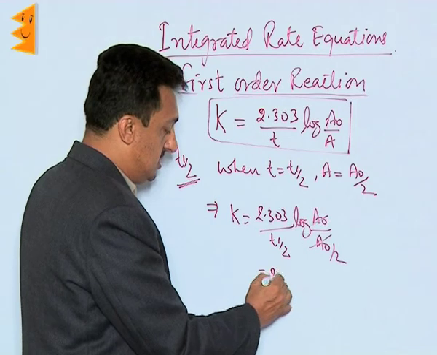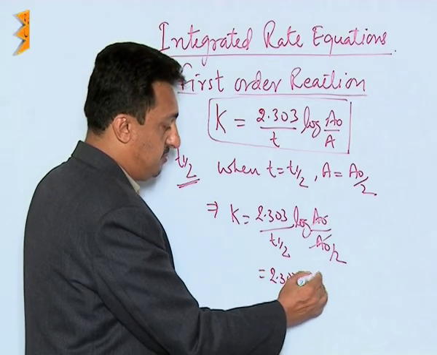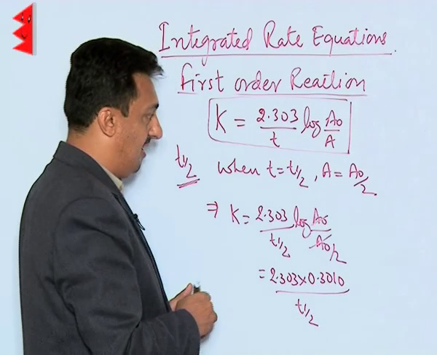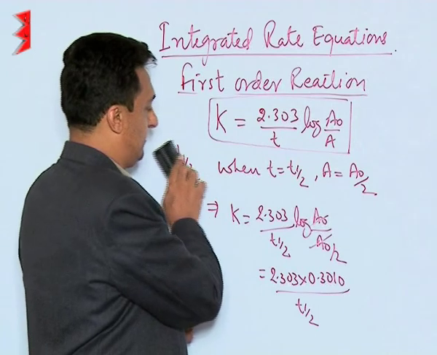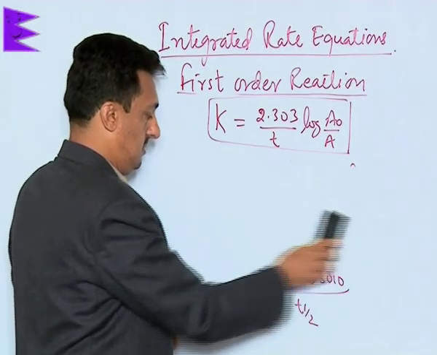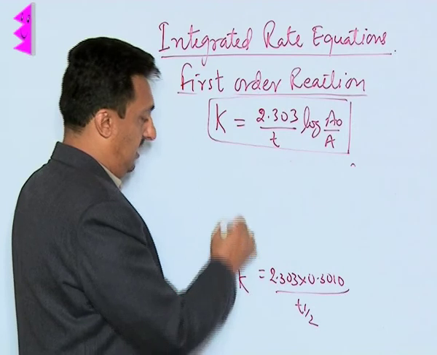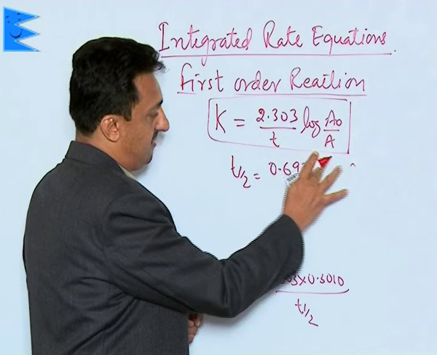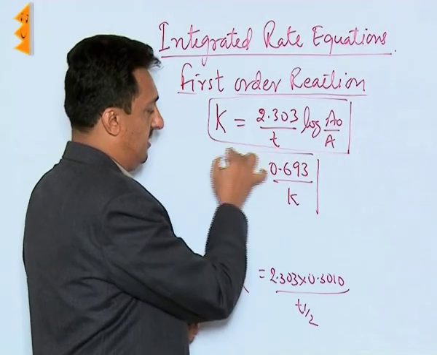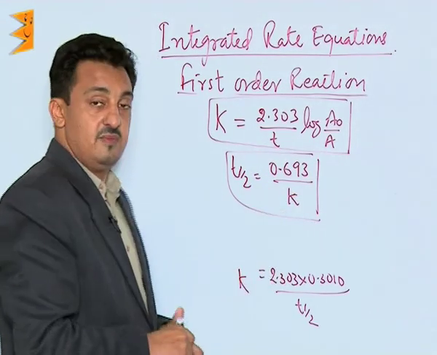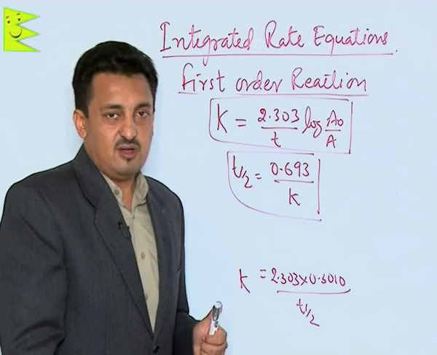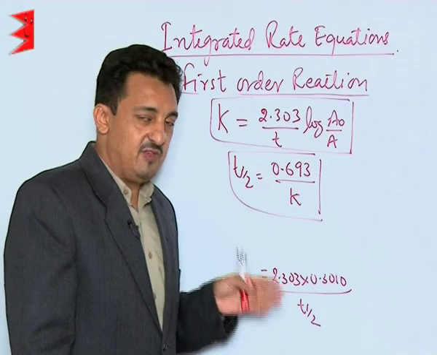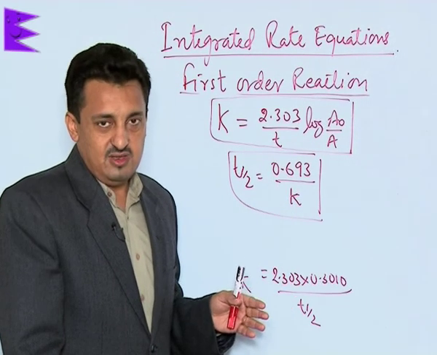Log 2 we know is 0.3010, and 2.303 is there, and it will be t half. So when we solve all this, this we know is equal to k. So what we get is t half is equal to 0.693 upon k. So this is the equation for the half-life of the first order reaction, which is equal to 0.693 upon k. So with the help of this, we can find out the half-life of any first order reaction.